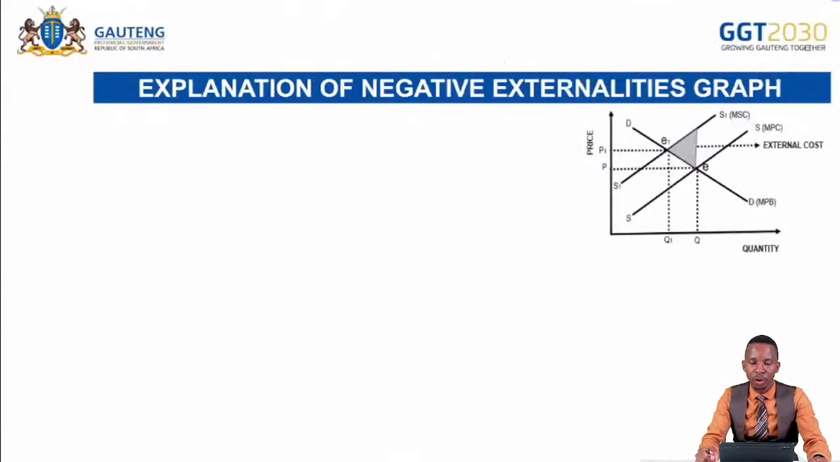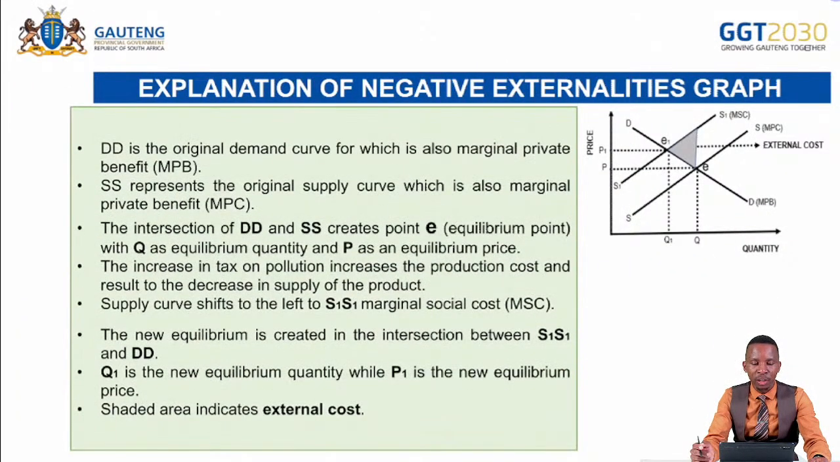Let's see the interpretation of the same graph. DD is the original demand curve, which is the marginal private benefit. SS represents the original supply curve, which is the marginal private cost. The intersection of DD and SS, where they meet, creates the equilibrium point E, with the equilibrium quantity being Q and the equilibrium price being P. These are the original points.